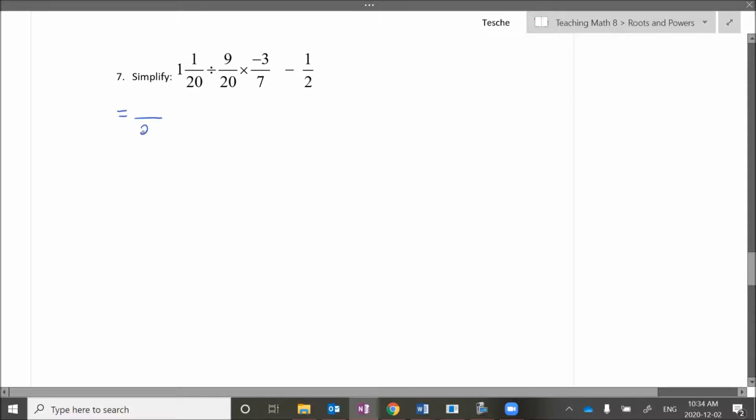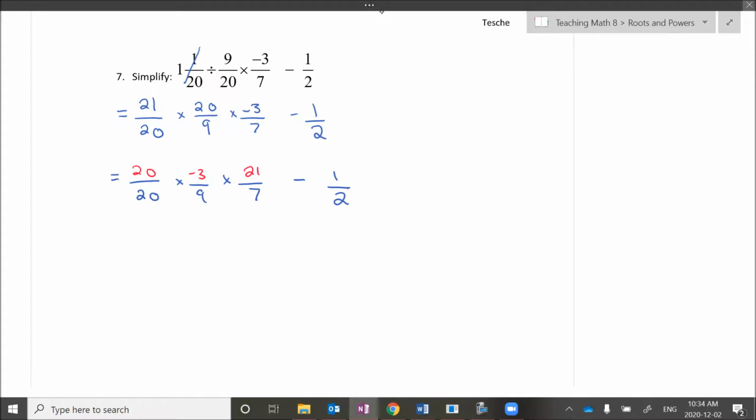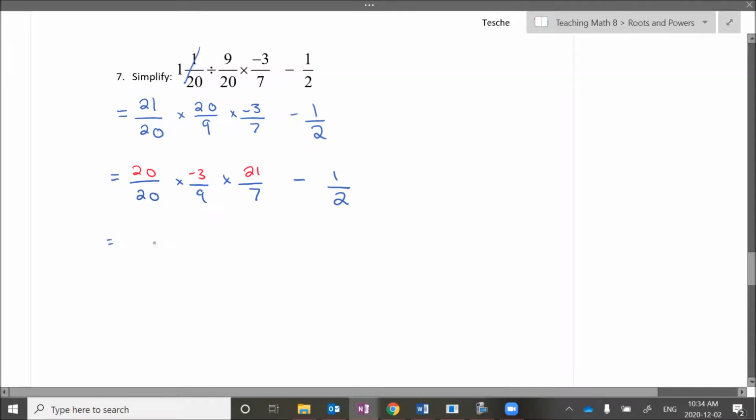I'm going to start off by converting to improper, so I get 21. Dealt with this guy. Now I'm going to multiply by my reciprocal and then just rewrite my next piece. Now I'm going to do my rearrangey trick. I cannot rearrange the 1/2 because it's separated by subtraction. My rearrangey trick only works for multiplication. So I'm going to move my 20 over the 20. That's nice. -3, and then 21 over here. Same 3 numbers are across the top as were before.